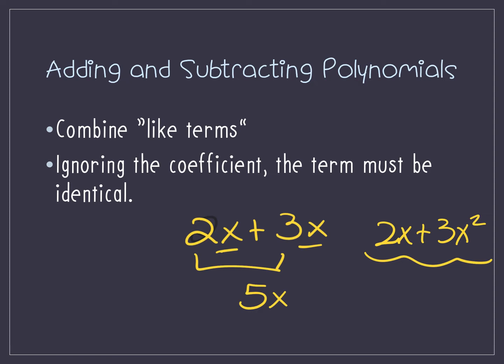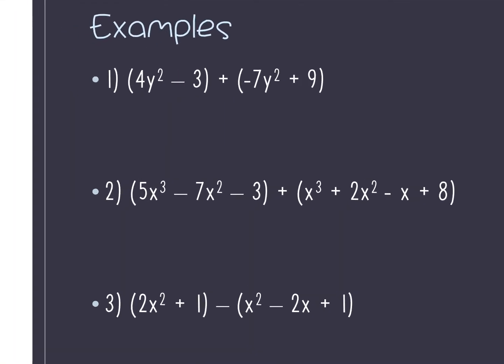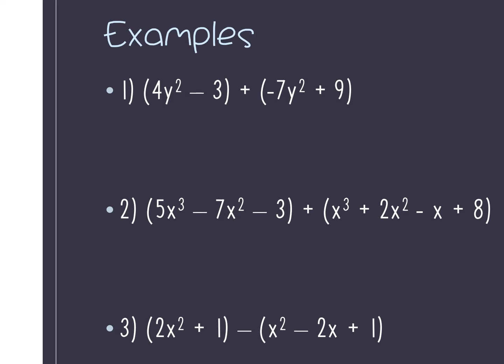So let's go ahead and try some examples of adding and subtracting. So the first one is an addition problem. Now again, remember when you're adding like terms, you're only adding or subtracting the coefficients depending on the sign. Now for this one, since it's addition, I could drop the parentheses or you could leave them, but what I'm looking for are like terms. So I have a 4y squared plus a negative 7y squared. Once I combine those like terms, I get negative 3y squared.